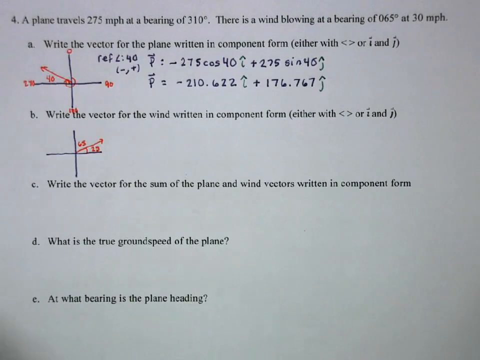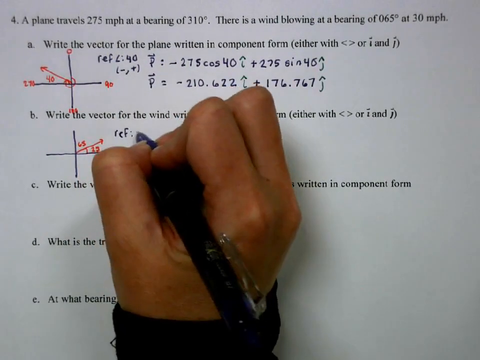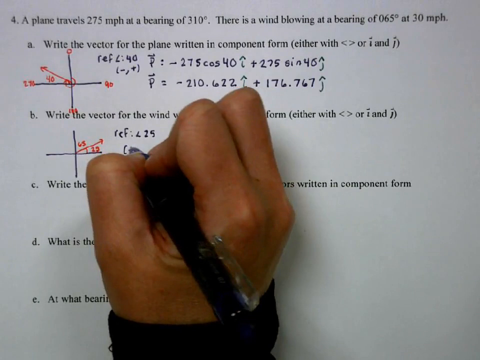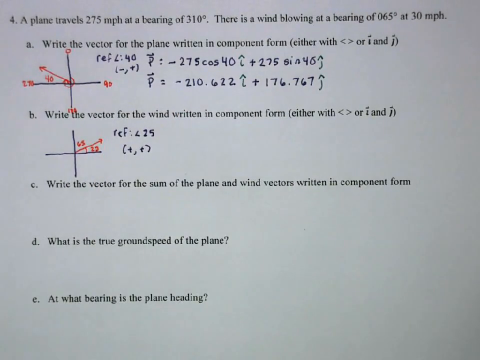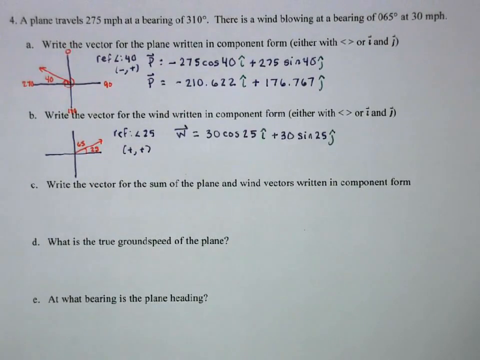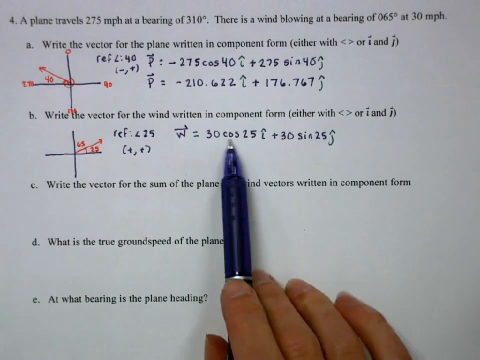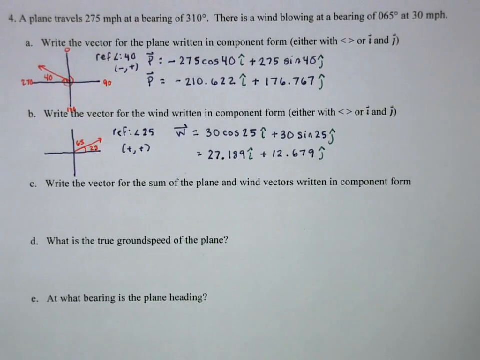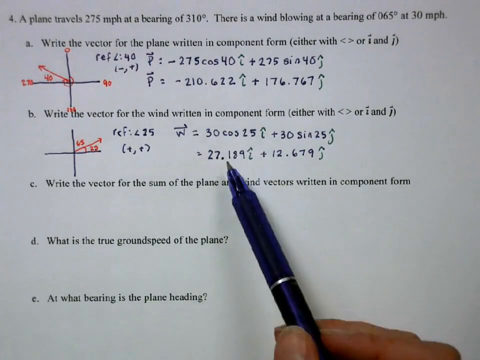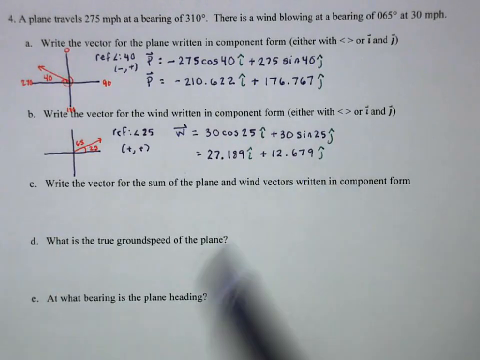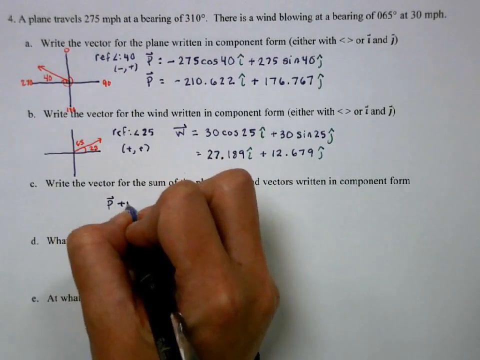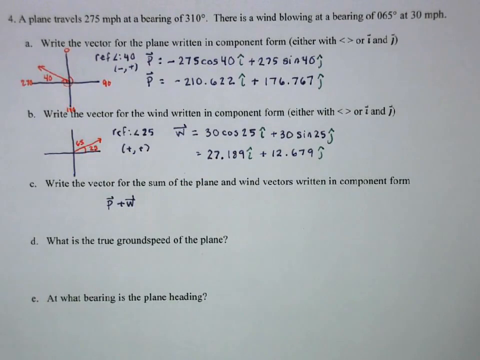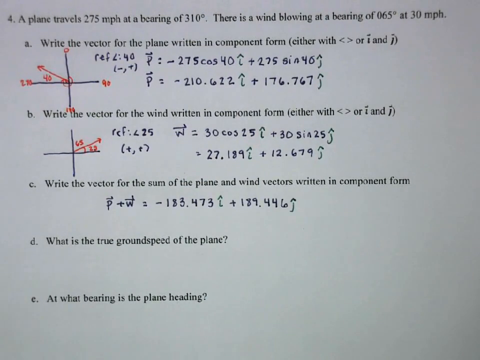This next one, the reference angle we said was 25, and this is going to be positive because it is in fact in the first quadrant. So we have the magnitude cosine 25, magnitude sine 25. Again, we're using the i and j. Type it into the calculator. So that is our wind vector. Now we are going to add. You're going to add these two numbers and these two numbers. So you add the x's, add the y's. So this is the component form of the sum.